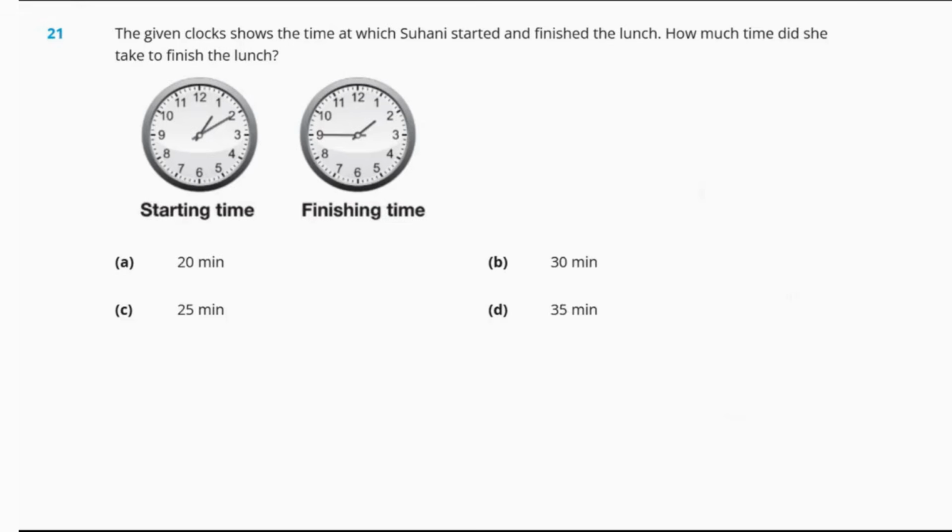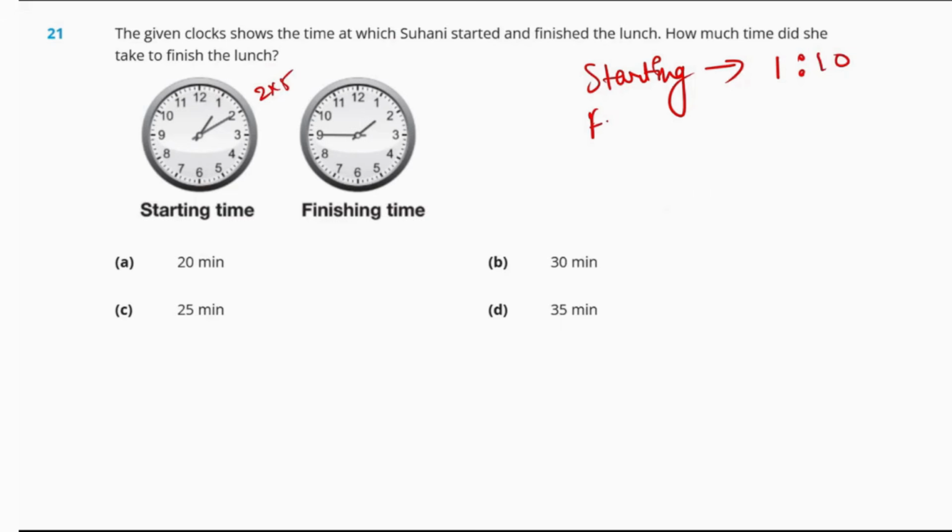Now, next question is, the given clocks show the time at which Suhani started and finished the lunch. How much time did she take to finish the lunch? Okay. So first of all, to solve this question, let us write the two different times that these two different clocks are showing us. So first of all, the starting time. Let's talk about starting time. So starting time, what is it? The hour hand is on 1 and the minute hand is on 2. So this means 2 into 5, 10, right? So this will be 1:10.